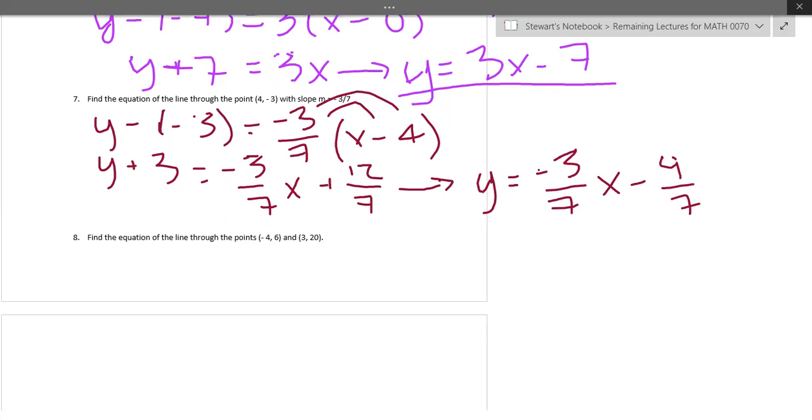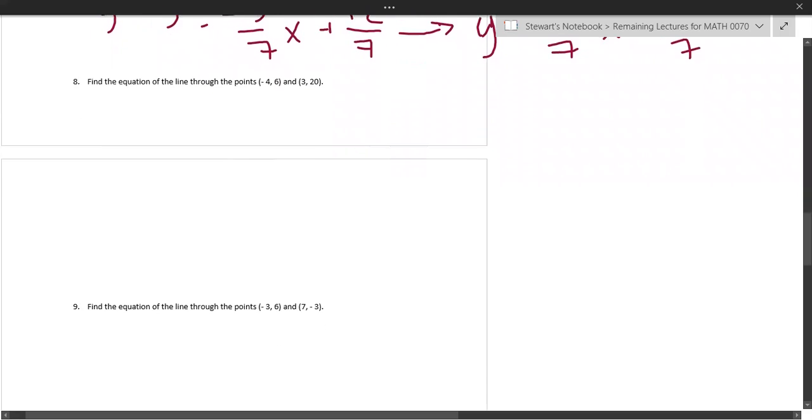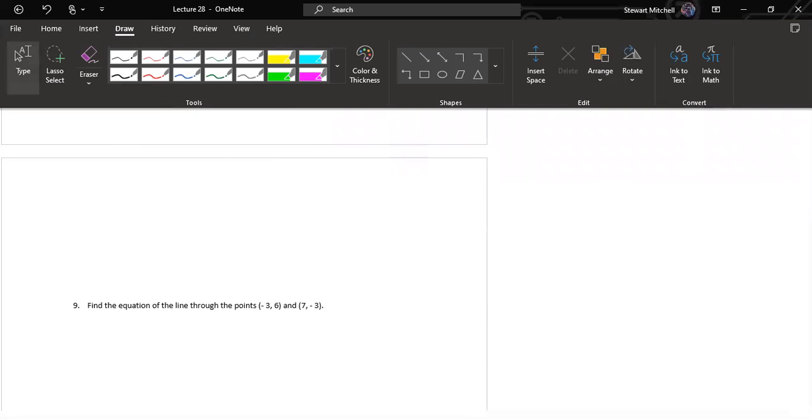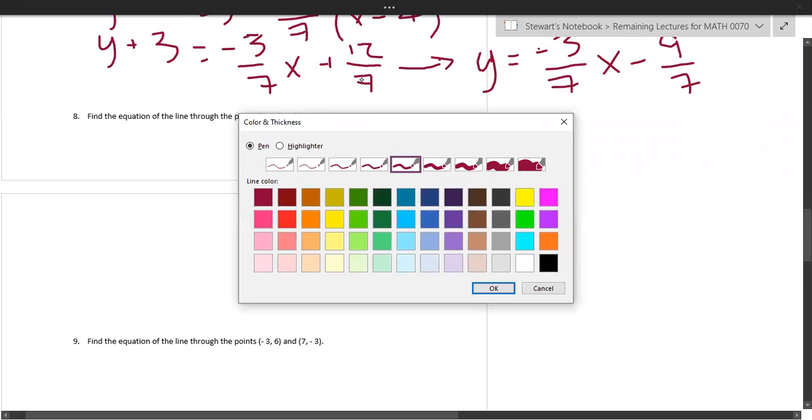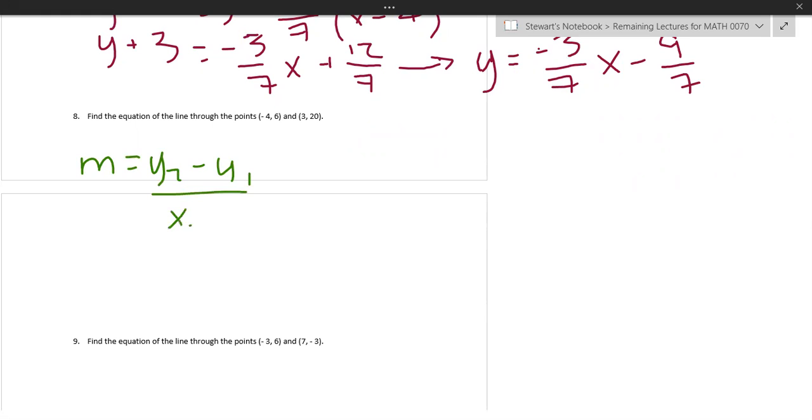Okay, so the next one is similar. It's just one added step. We have to find what the slope is first, which isn't too bad. We can do this. So we have the slope formula, m equals y2 minus y1 over x2 minus x1. So we have the slope is equal to, y2 would be 20, y1 would be 6.